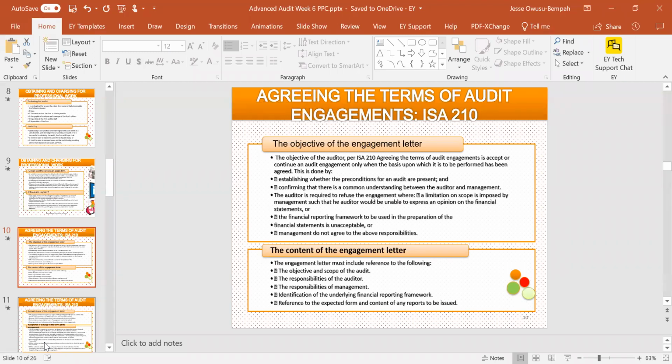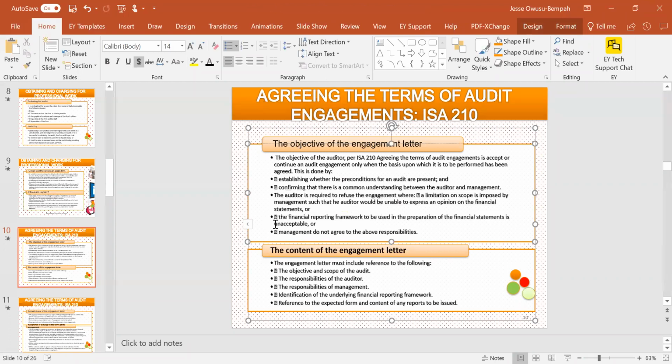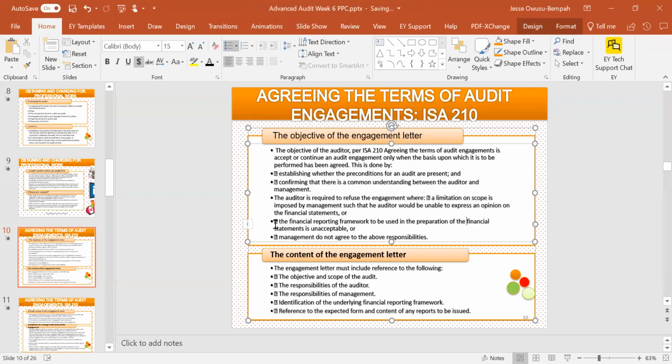The auditor is also required to refuse the engagement where the financial reporting framework to be used in the preparation of the financial statements is unacceptable. That's also another thing. And when management does not agree to the above responsibilities, because management must know their responsibilities in the engagement letter, and auditors must also know their responsibilities. So when management is saying, oh, we don't agree to the above responsibilities, then the auditor must beware. Because management has responsibilities. They're supposed to prepare the financial statement. They're supposed to do a number of things which we talked about in, I think, our first lecture.